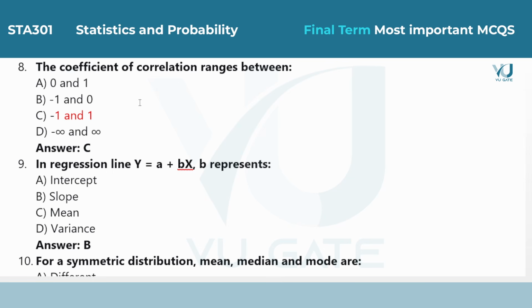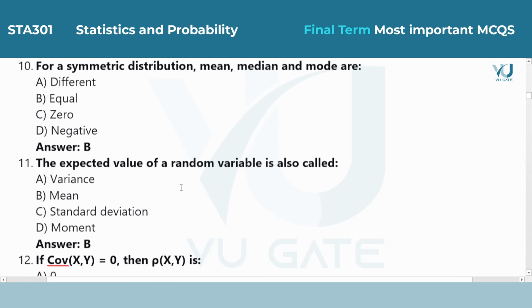Question: in regression line y equals a plus bx, b represents? Answer: B. Slope. Explanation: in this linear equation, b is the slope, which shows the change in y for every 1 unit increase in x.